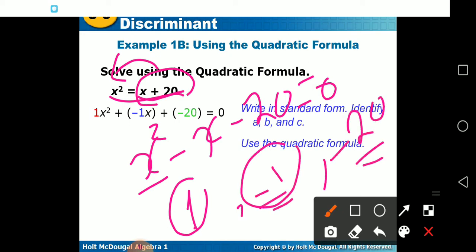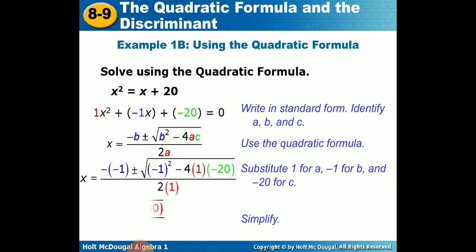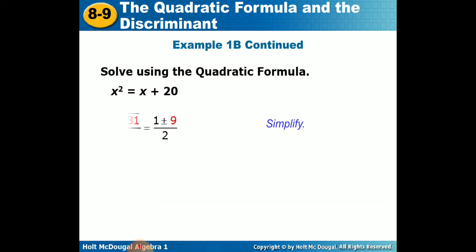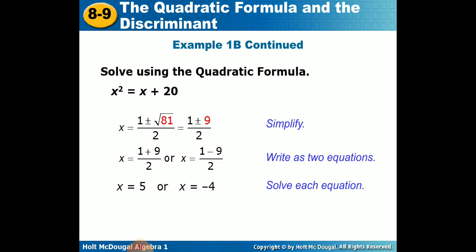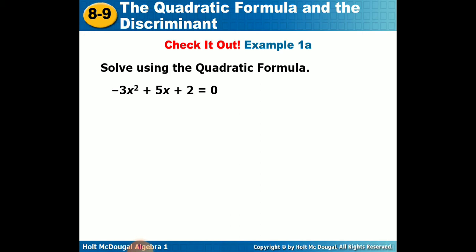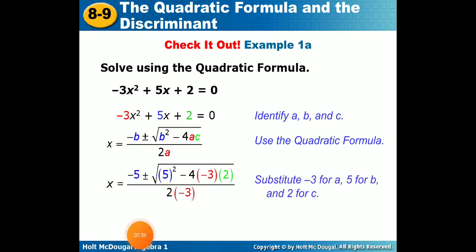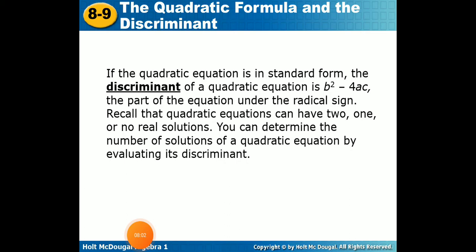Easy one. Then I will write my quadratic formula, which is negative b plus or minus the square root of b squared minus 4ac, all over 2a. And then substitute, and we'll get the answer very easily, with two solutions. Here it asks me to solve using the quadratic formula. The same idea: I write the quadratic formula and then substitute. So the quadratic formula and the discriminant.